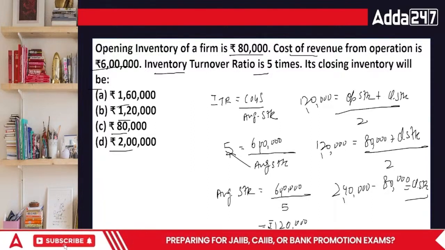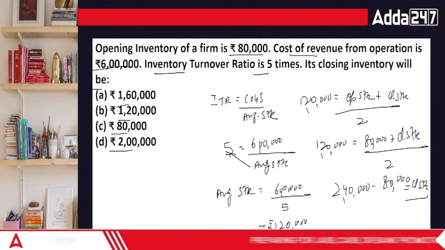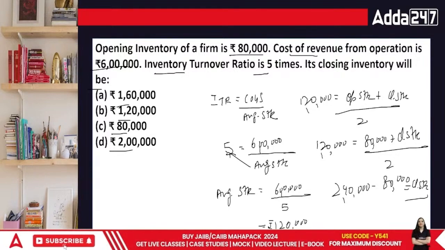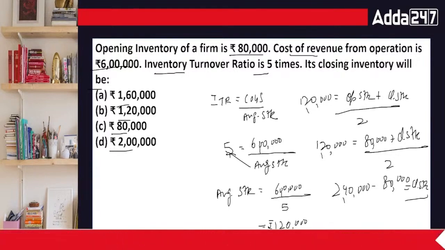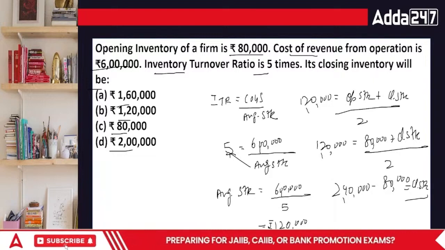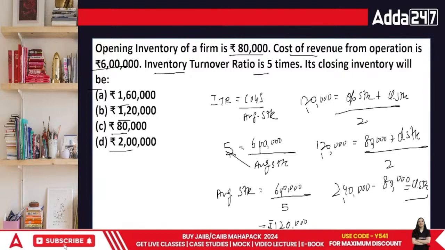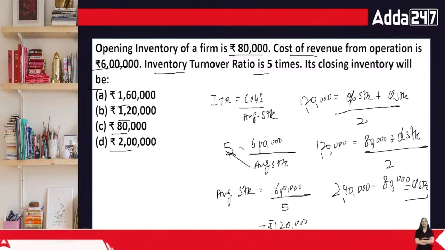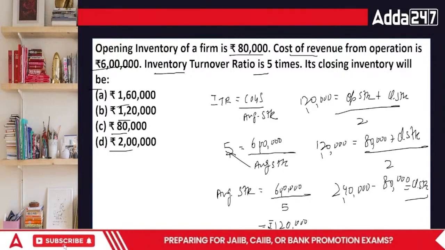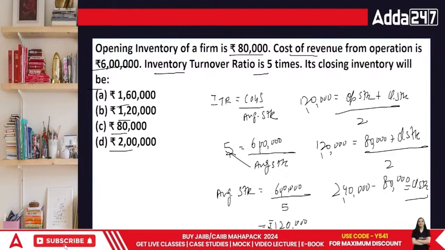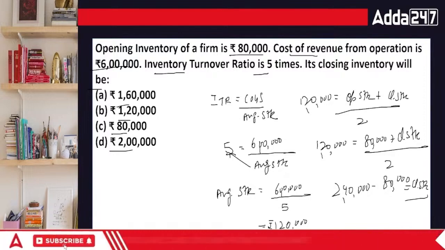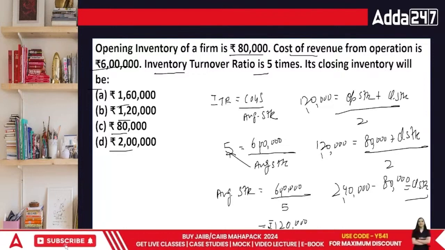Let me know if you're all done with it. Done everyone? See, in this case, first of all, I had to apply ITR, then I had to apply the average stock formula, and then we calculated the entire answer, right? Done everyone? Let's move on towards the next question.